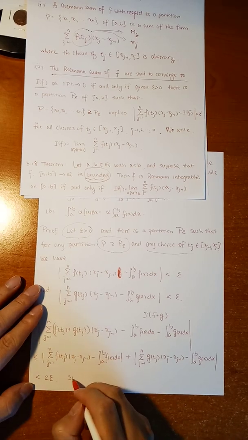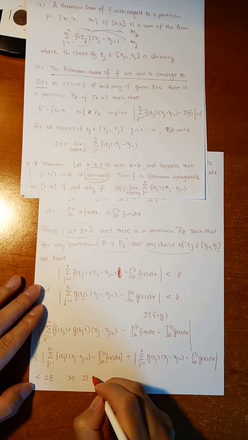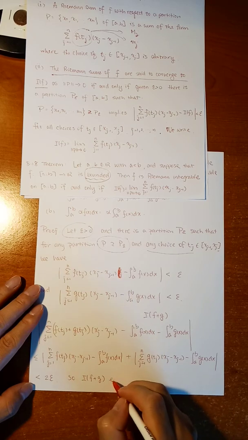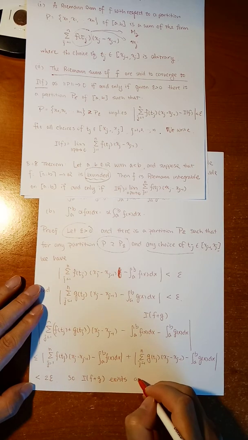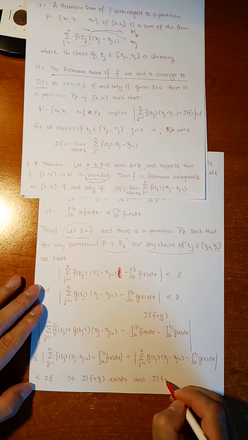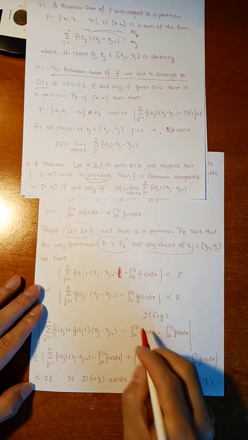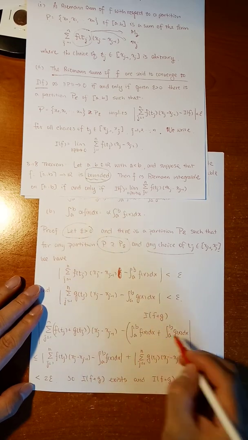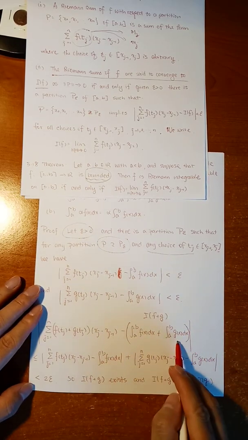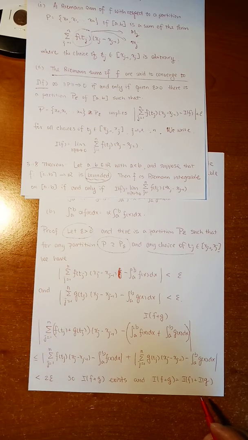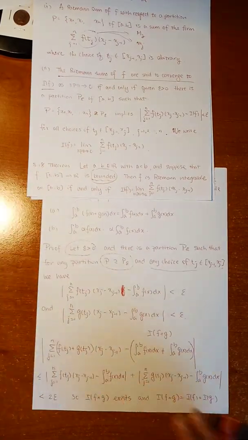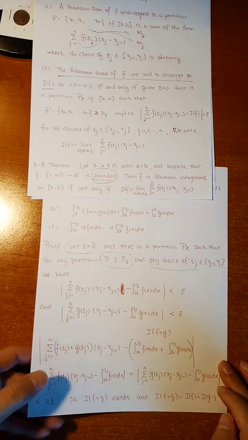So I of f plus g exists, and I of f plus g is equal to I of f plus I of g. You see, this is I of f, this is I of g, and that's exactly relation A. Okay, good. Now let's see relation B.